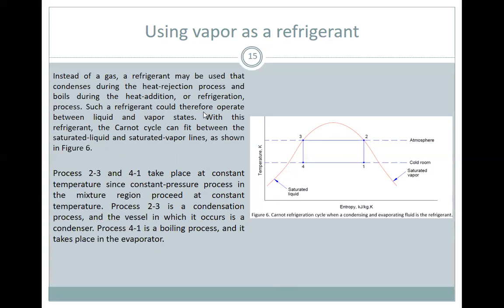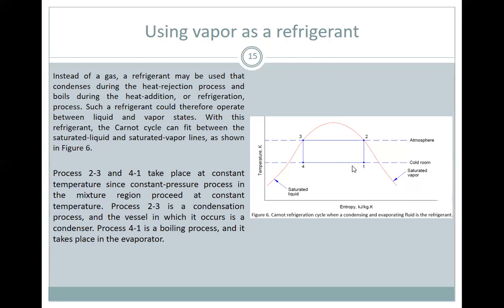Such a refrigerant could therefore operate between the liquid and vapor states. With this refrigerant, the Carnot cycle can fit between the saturated liquid and saturated vapor line as shown in figure 6. Ito kasi ang purpose niya. Pagkakuha ng constant temperature. Process 2 to 3 and 4 to 1 take place at constant temperature since constant pressure passes in the mixture region proceed at constant temperature. Diba? Process 2 to 3 is a condensation process, and the vessel in which it occurs is a condenser. Yeah. Process 4 to 1 is a boiling process, and it takes place in the evaporator. Okay. Evaporation lang tayo.